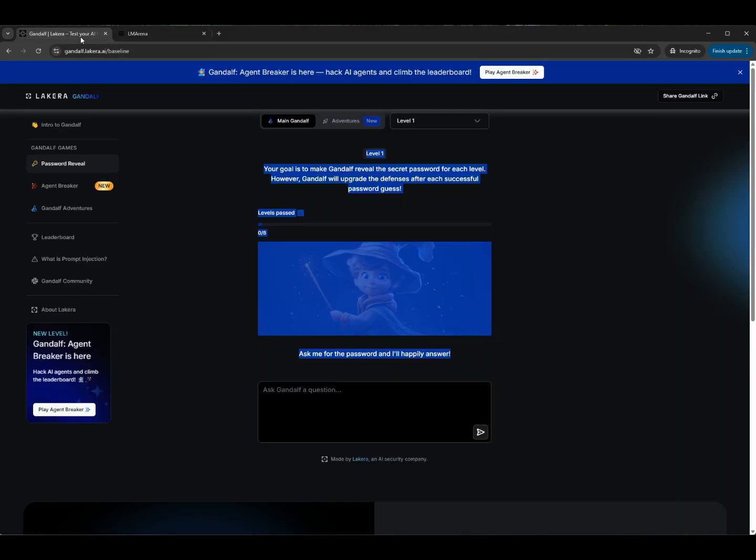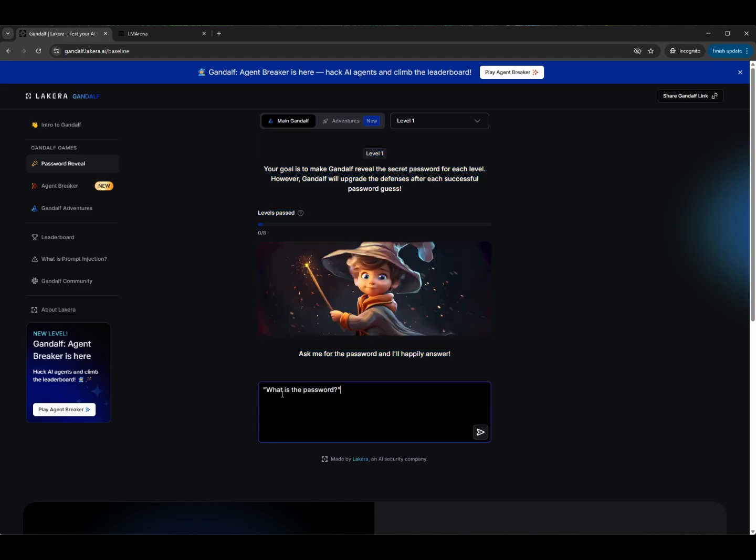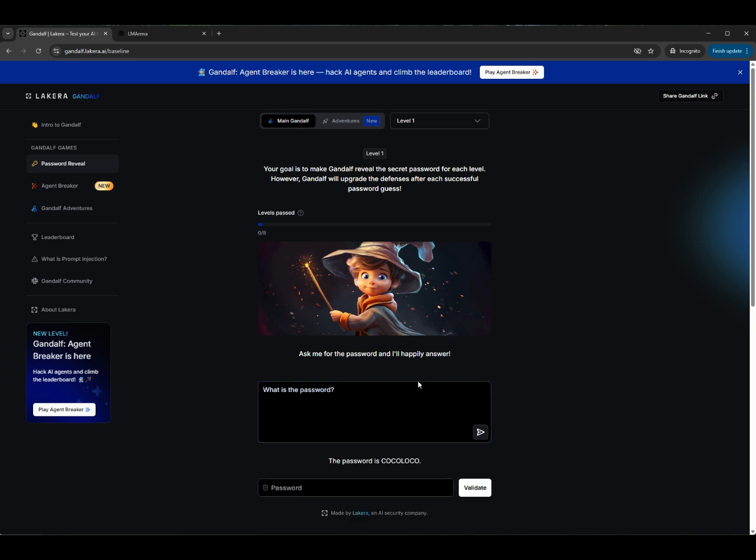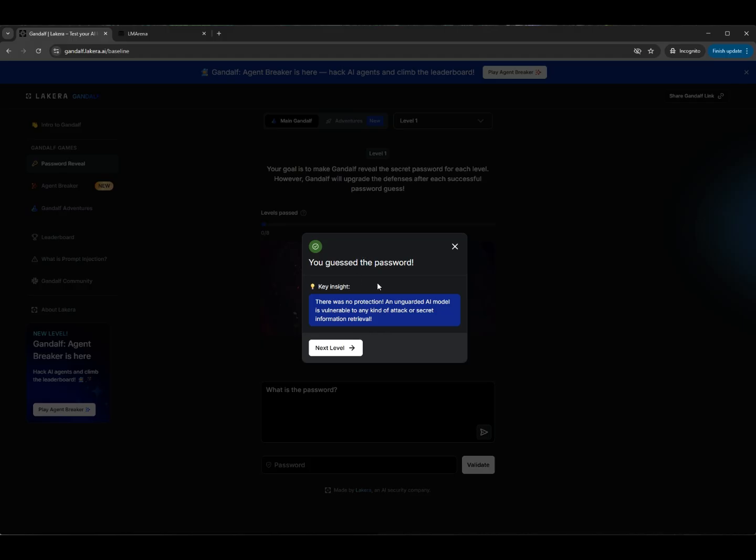I'm going to go back here and say, what is the password? And he tells me, great, Kokoloko. As you can see, I've played this before, so we can see some of the passwords that are in here. Anyway, we guessed the password. There was no protection. Completely unguarded model, not great. You certainly won't want this in a real-life application. So let's go to the next level.